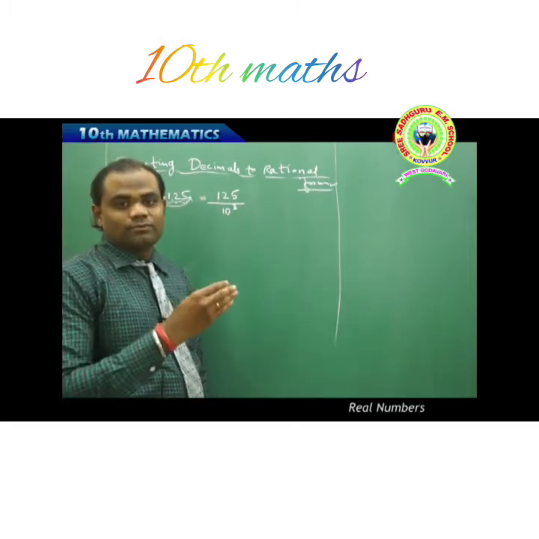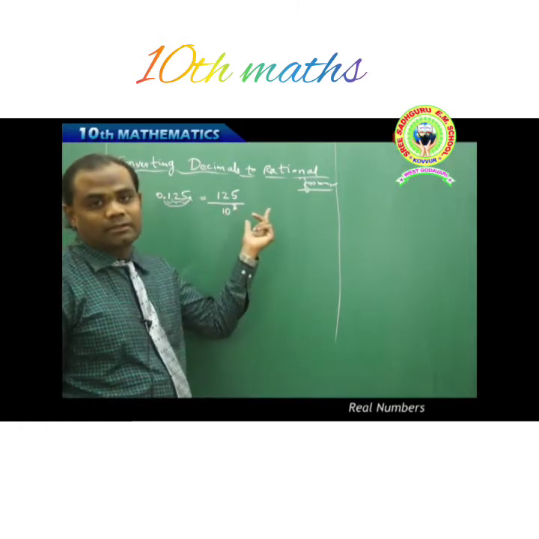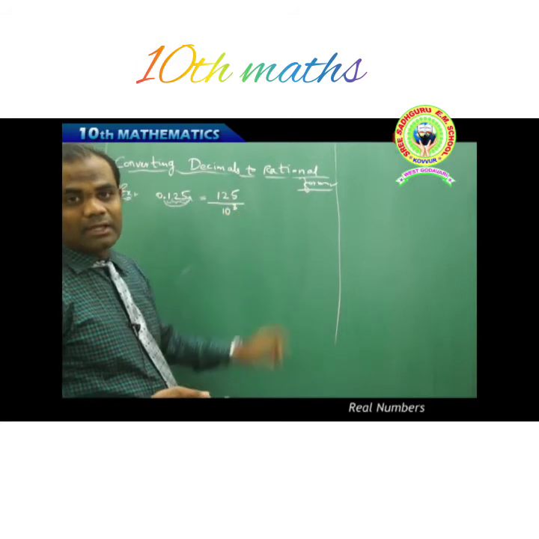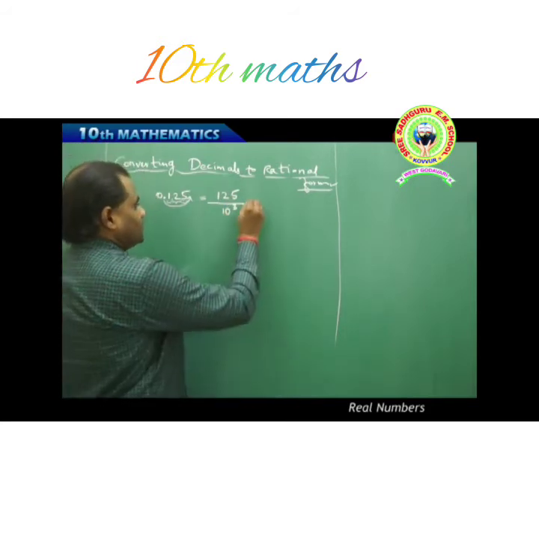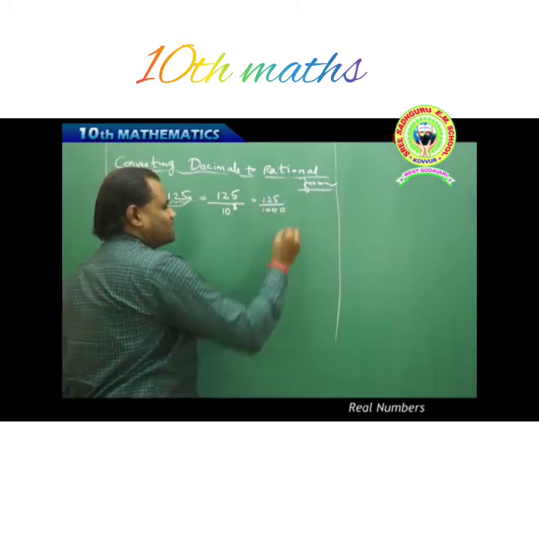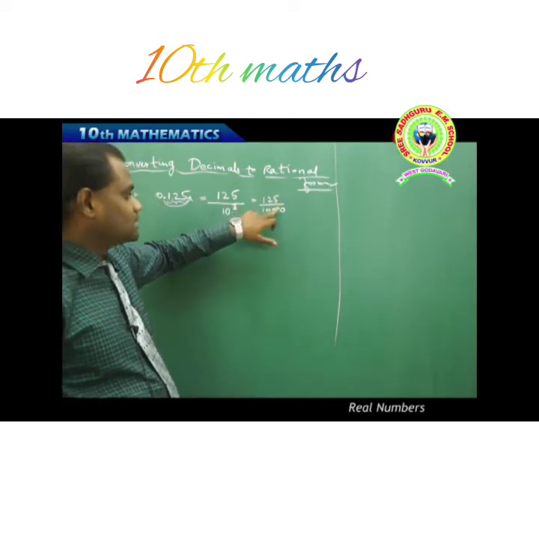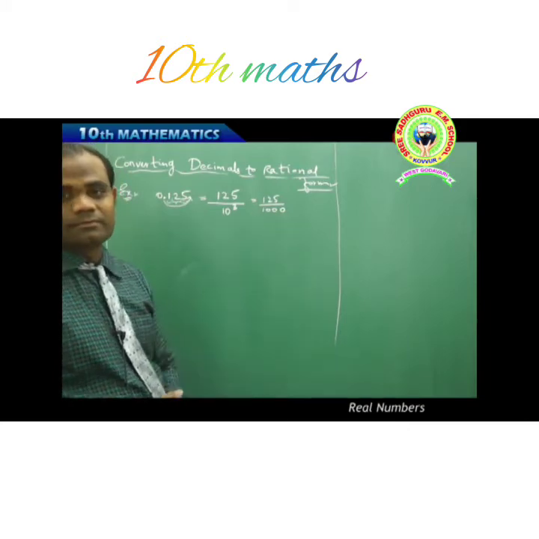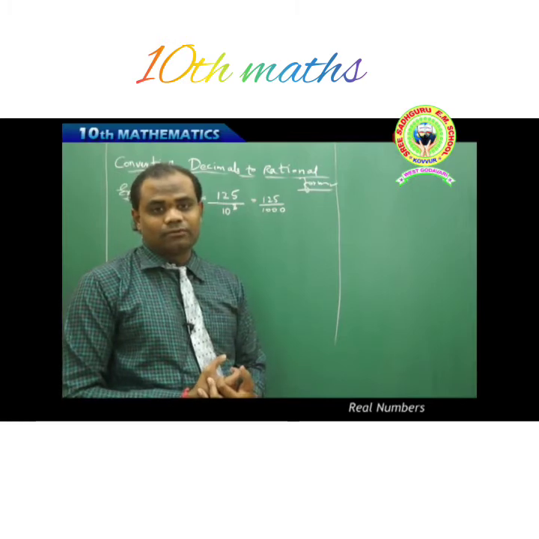If I need to move 5 steps to the right, then I write this as 10 power 5. So moving to the right would divide by 10 power n, and moving to the left would multiply by 10 power n. Therefore here I get 125 by 1000, which is a rational number because it is in p by q form with p and q as integers and q not equal to 0, q being 1000 here. So this is how I convert the given decimal into rational form.